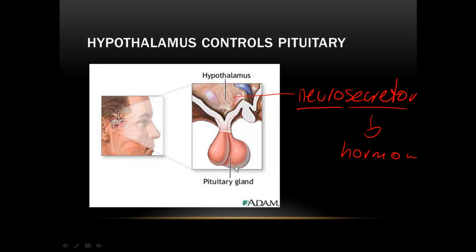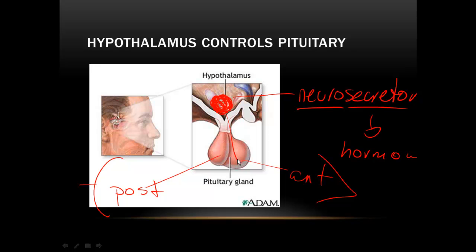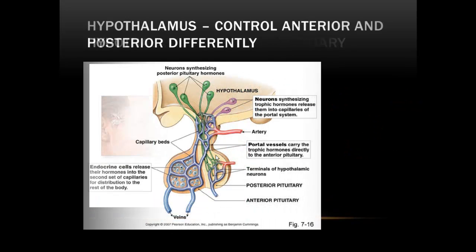And here we see the two dangles. This would be the anterior, and depending on which way the man in the diagram is facing, we have to be careful: the anterior is towards the nose, the posterior is facing the back of the head. In this diagram, the hypothalamus lies right on top of it, and it is going to control the anterior and the posterior gland in two very different ways. We need to understand and know the two different ways that these glands are controlled.